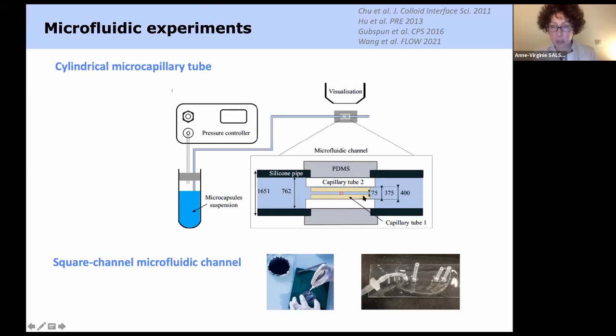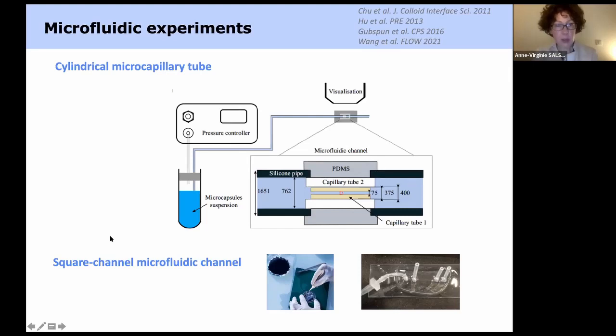So you see here that the inner tube through which the capsule flows is placed within a second capillary tube, and everything is embedded into PDMS so that we can have a good visualization and look at the capsule through a flat surface. So then we can take images of microcapsules flowing through the microchannel.